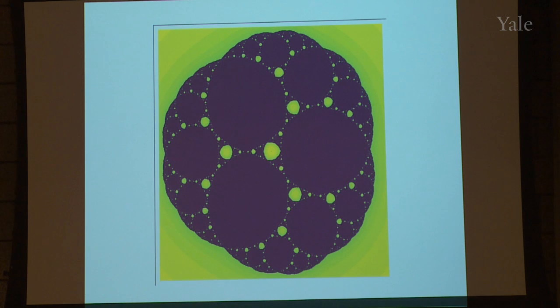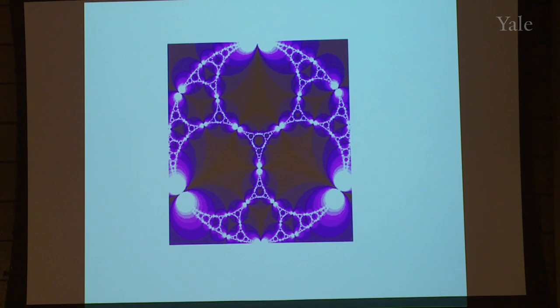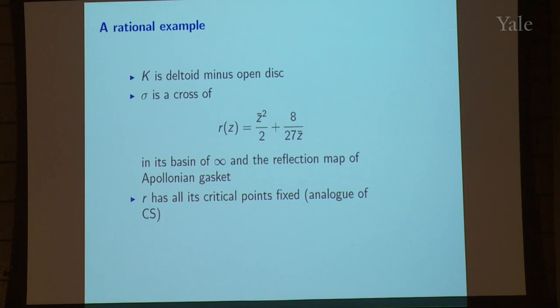Okay, so that's the Julia set of the rational function, and this is the limit set of the reflection group. That's called the Apollonian gasket. And R is a rational function that fixes four critical points. It's a degree three rational function, so there are 3d minus 2, four critical points, and it fixes them all. So that's the analog of the Crawford-Sarason polynomial, but for rational functions.